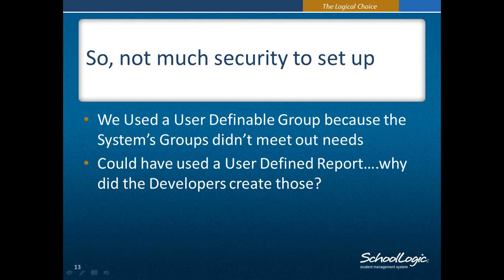Now, in the example, we used a user-definable group because the system groups didn't meet our needs. And you guys know the system groups, right? There's currently enrolled, there's history students, there's outside students.